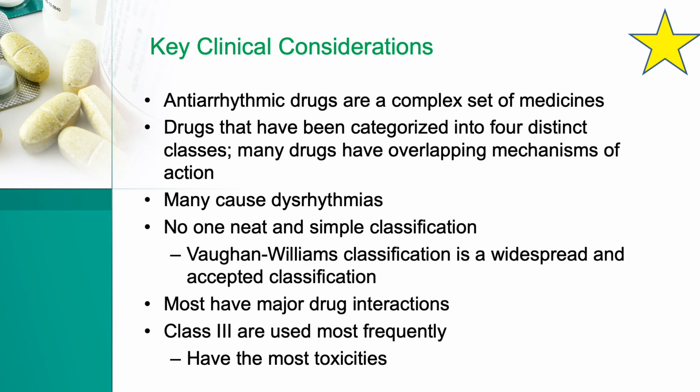Antiarrhythmic drugs are a complex set of medications. They've been categorized into 4 distinct classes, and many of the drugs have overlapping mechanisms of action. Many cause dysrhythmias, or they may be a side effect of dysrhythmias. There's no one neat and simple classification, but the Vaughan Williams classification is a widespread and accepted classification. Most have major drug interactions, and class 3 drugs are used most frequently but have the most toxicities.